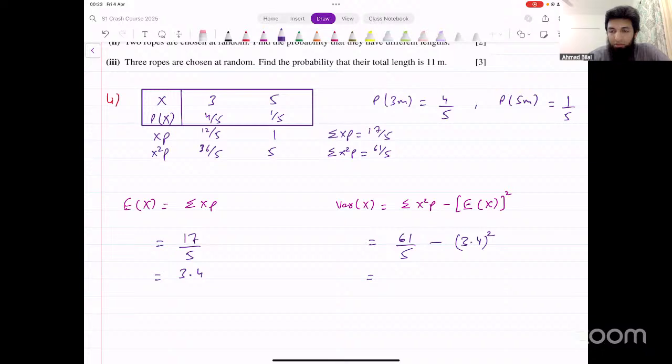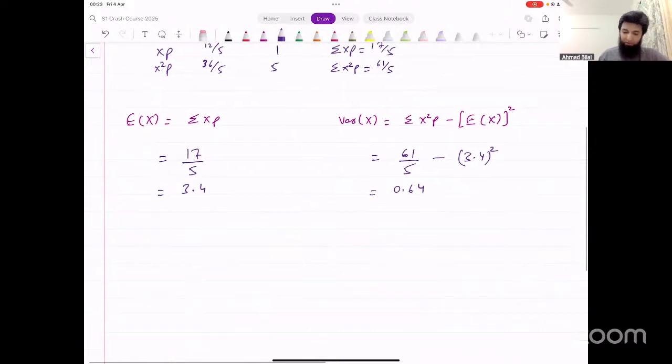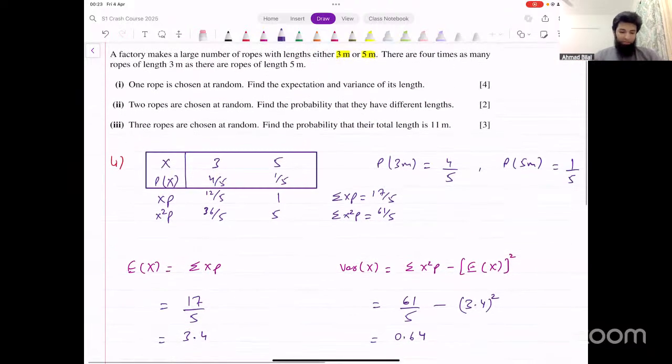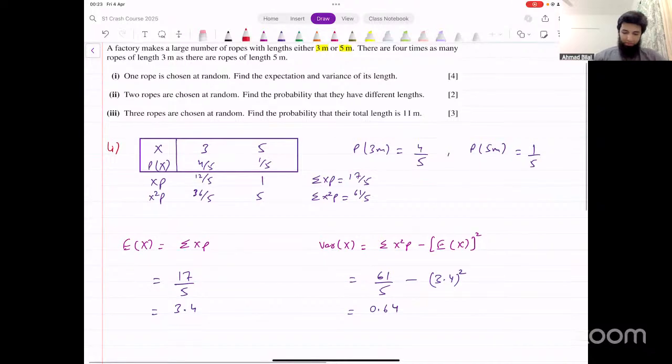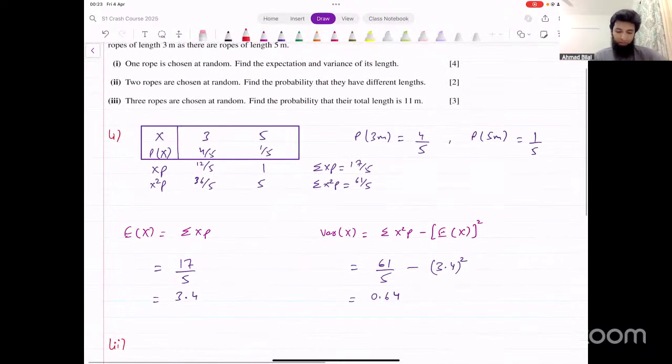0.64. Okay, so that's 0.64. That's the result that we get. So that's the mean and that's the variance. So that's just simple discrete random variables. It's not any of the distributions that we have done.